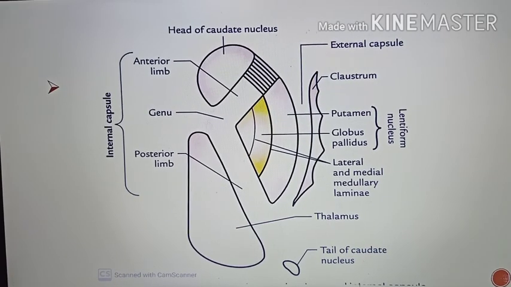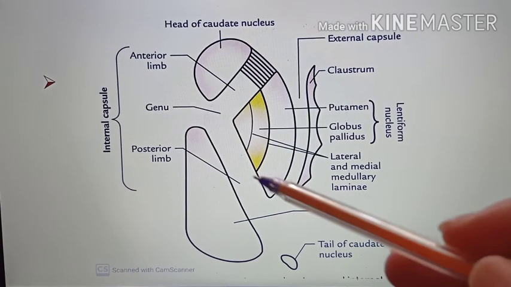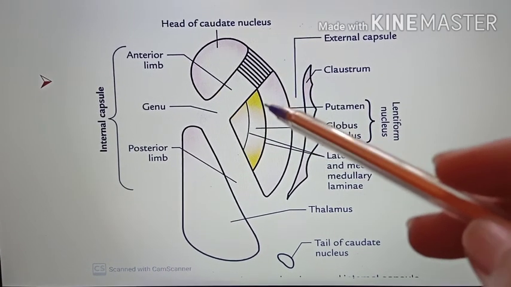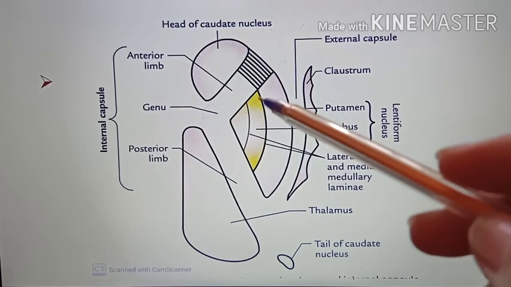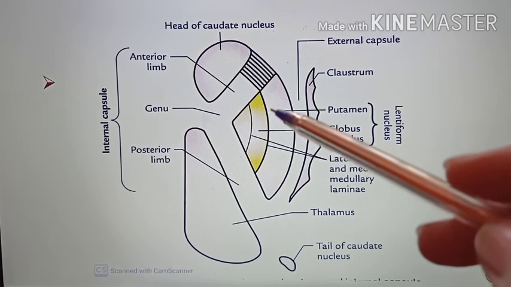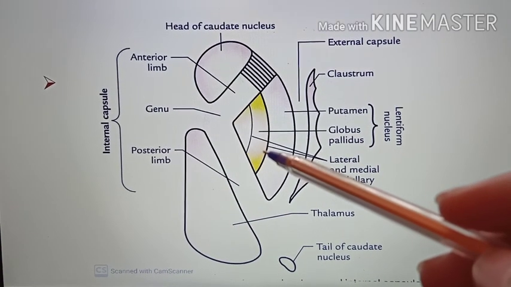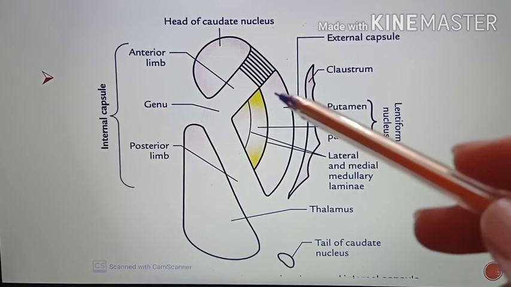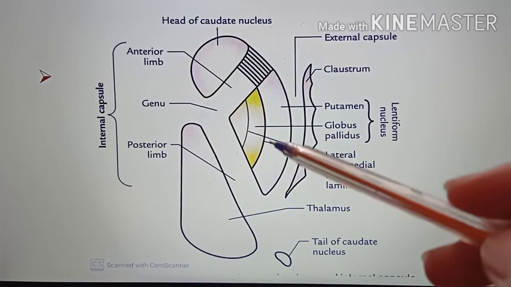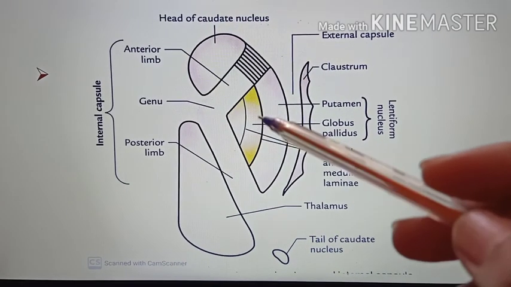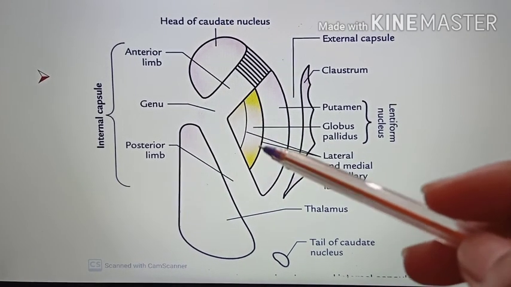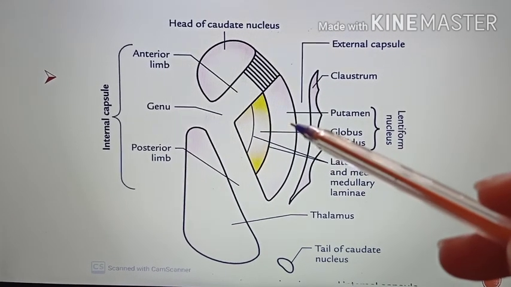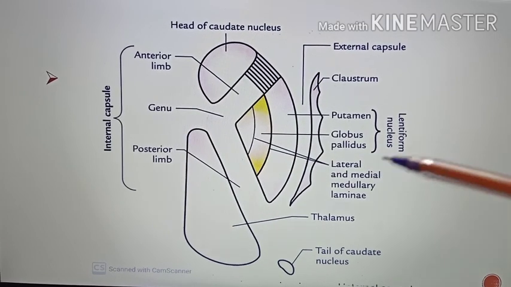Now coming to the parts of the lentiform nucleus, a vertical plate of white matter called the external or lateral medullary lamina divides the lentiform nucleus into two parts. One is the putamen, which is lateral, and medially you have the globus pallidus. The putamen is the larger lateral part and consists of densely packed small cells.